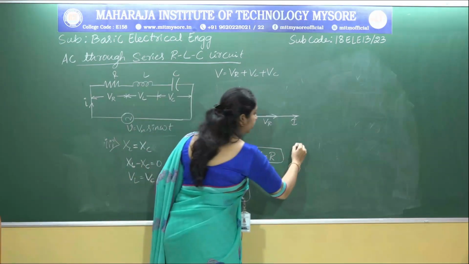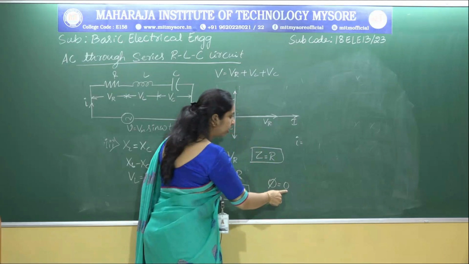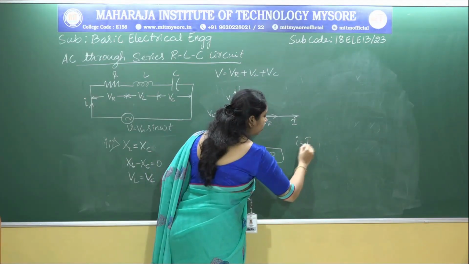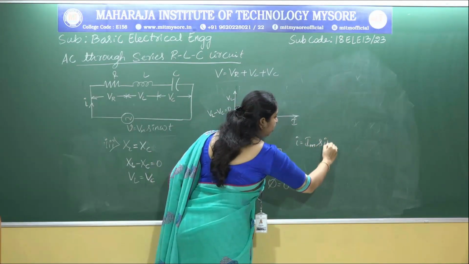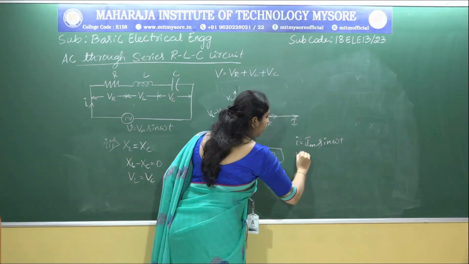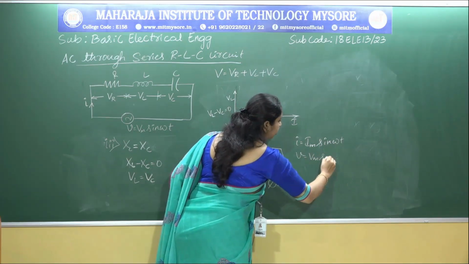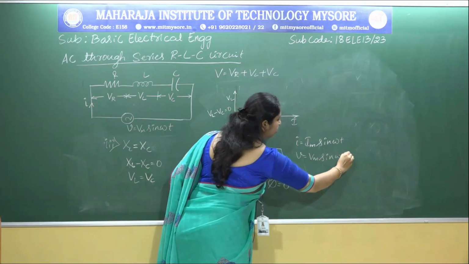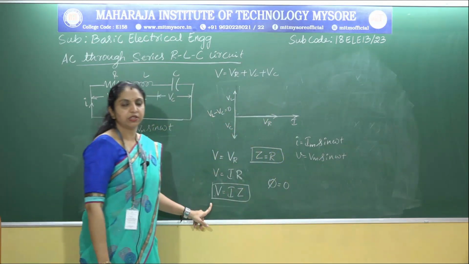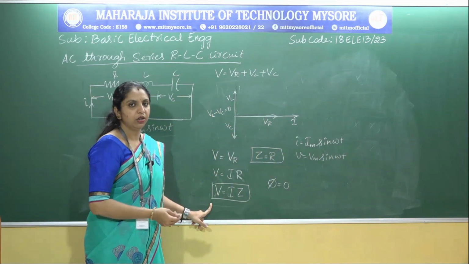And what about the current expression? Since the angle is 0, I can be written as I is equal to Im sin omega t, where V is equal to Vm sin omega t. So there is no phase difference, no angle difference between current and voltage.